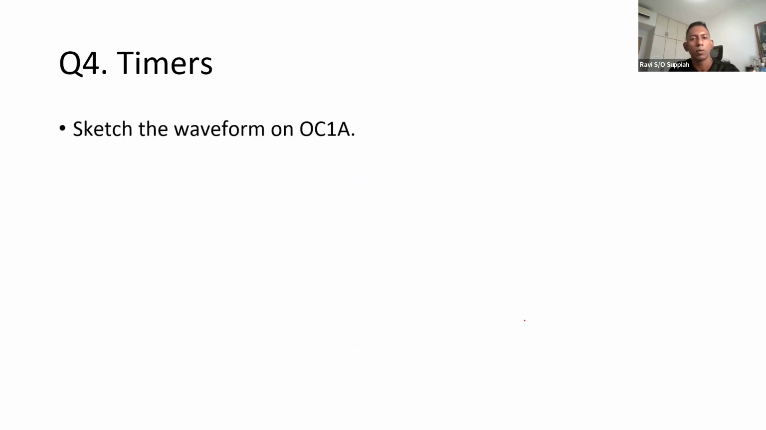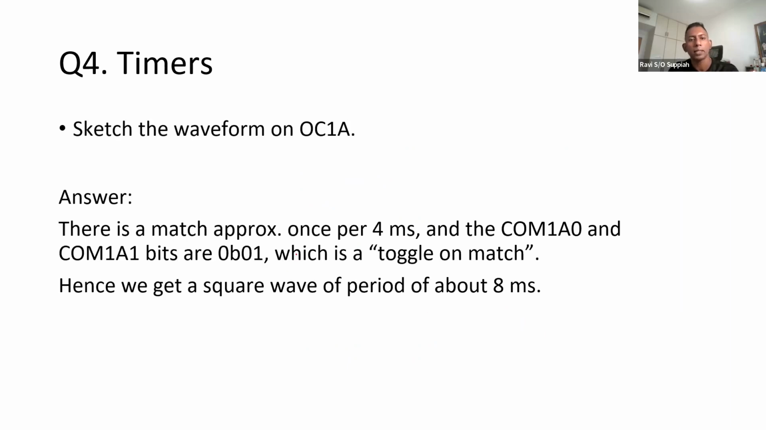Now, sketch the waveform on OC1A. There is a match approximately once every 4 milliseconds, and the COM bits already said that you want to toggle on the match. That means we get a square wave of period approximately 8 milliseconds. Every 4 milliseconds you will toggle: first it goes up, 4 milliseconds later it goes down, and then up again, and so on. That is what you should observe on the OC1A pin.